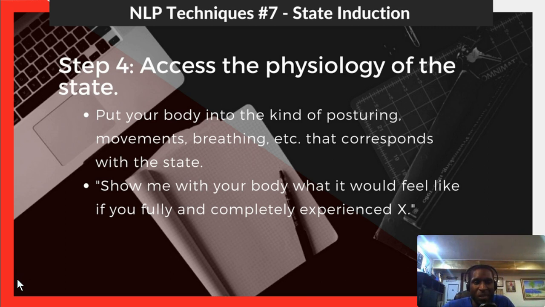Next, step 4 is you want to access the physiology of the state, which pretty much means that you want to put your body in the same type of posturing, movements, and breathing that corresponds with that state. So you want to ask the person, show me with your body what it would feel like if you fully and completely experience X, X being whatever that state is.